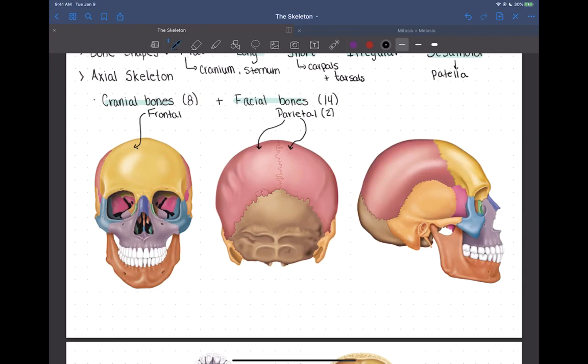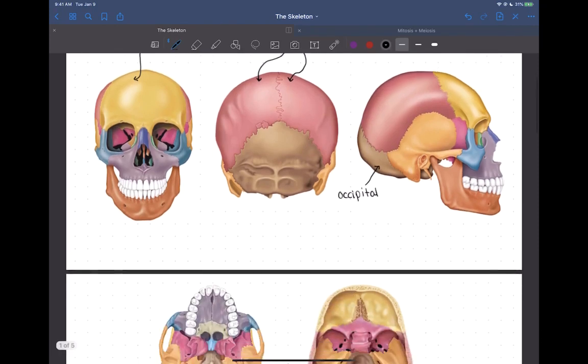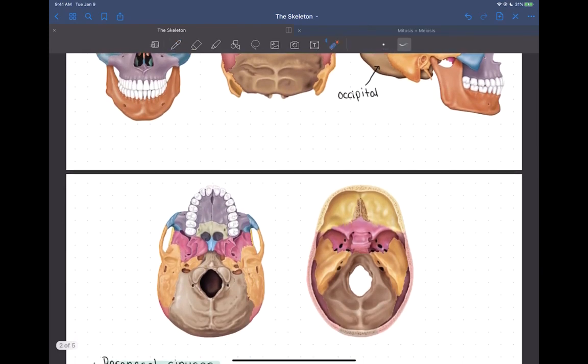If we keep moving posteriorly, all the way down here to the back of the skull, the base of the skull, we see the occipital bone. It's kind of the base of the skull. If you look at the skull from underneath, you can see that it's not only the back of the skull, it also makes up almost the entire base of the skull. There's a big hole in the middle of that occipital bone. This is where the spinal cord would leave to go down through the vertebral column.